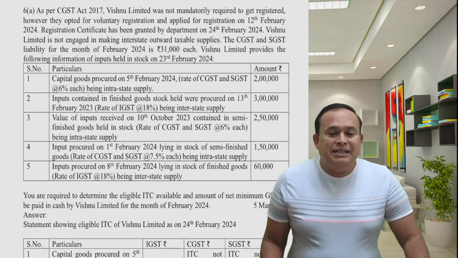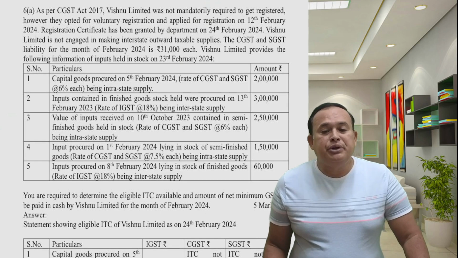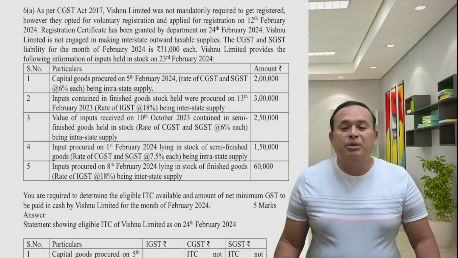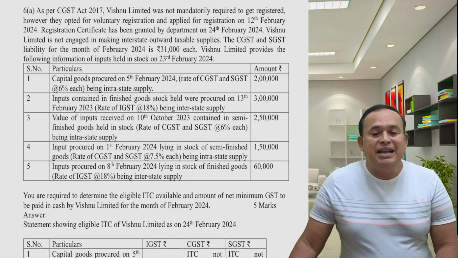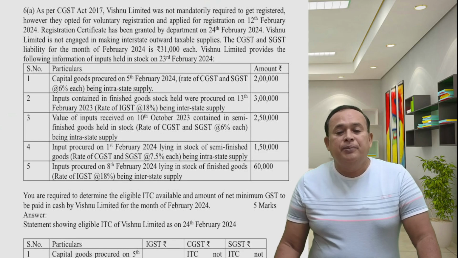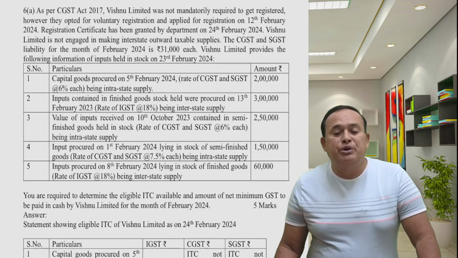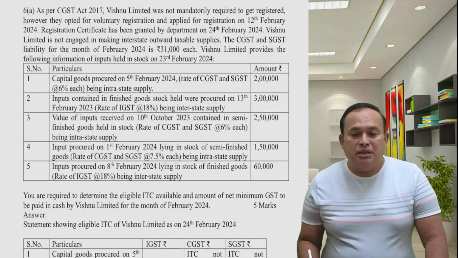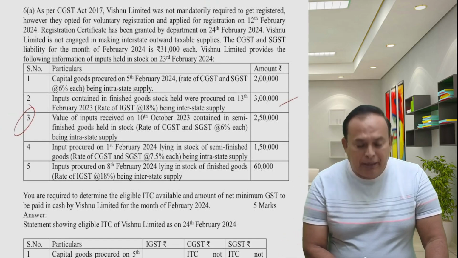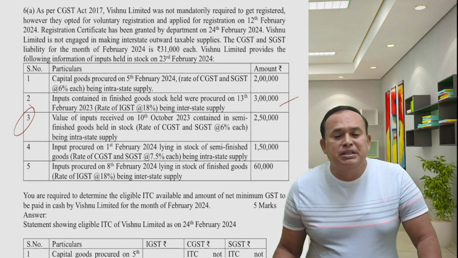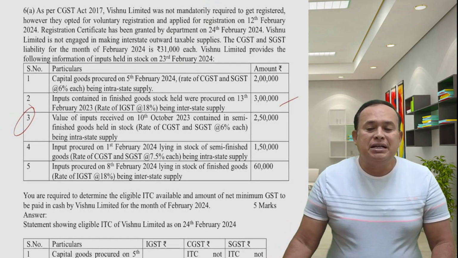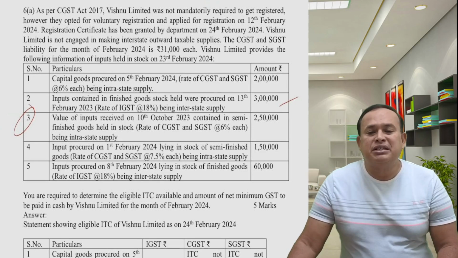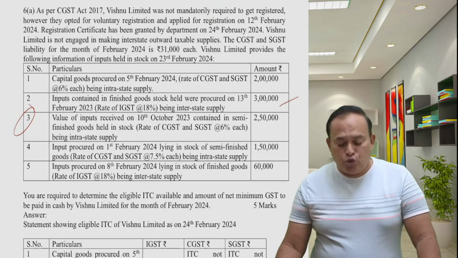Vishnu Limited provides the following information of inputs held in stock on 23rd February 2024. Capital goods procured on 5th February 2024, rate of CGST 6% each, being intrastate supply, 2 lakhs. Inputs contained in finished goods stock held were procured on 13th February 2023, rate of IGST 18%, being interstate supply, 3 lakh rupees. Point number 3. Value of inputs received on 10th October 2023 contained in semi-finished goods held in stock, rate of CGST and SGST 6% each, being intrastate supply, 2,50,000.